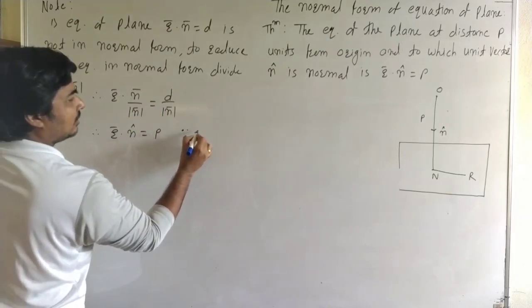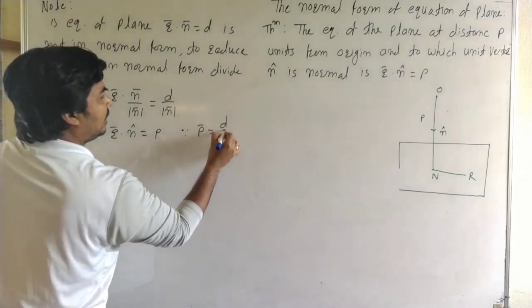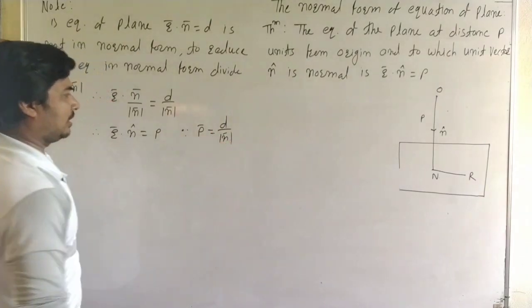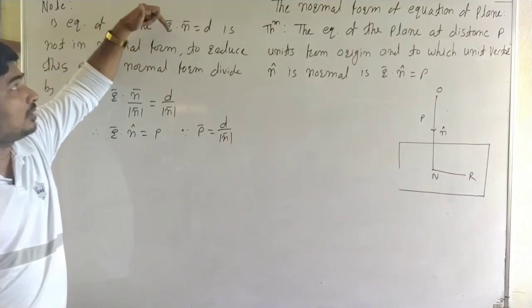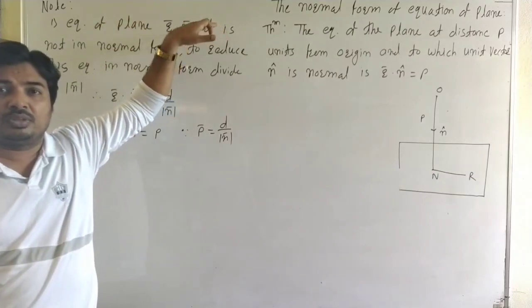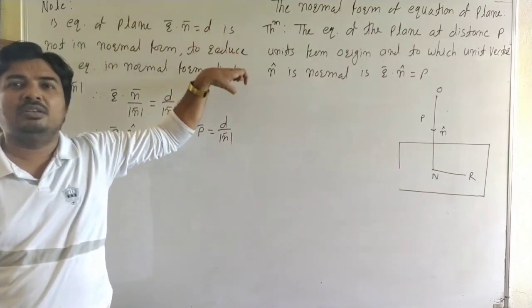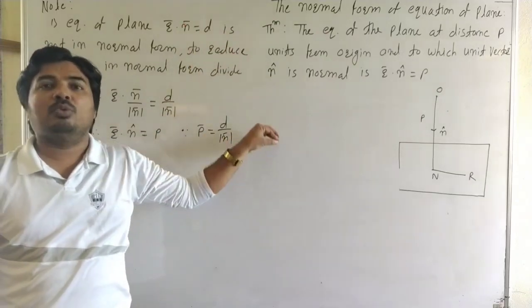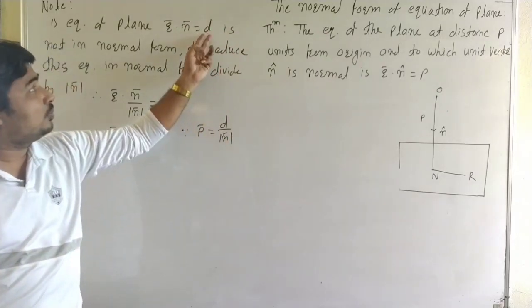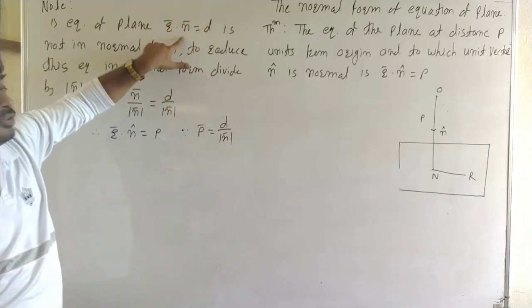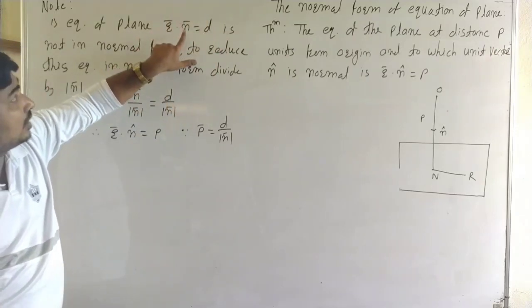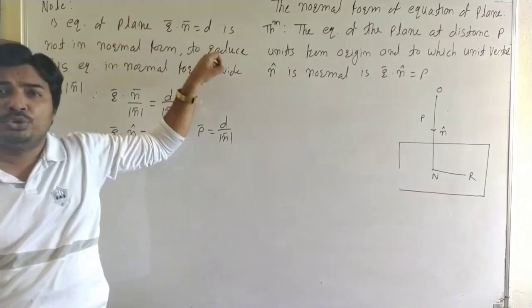Since P is equal to d upon magnitude of N bar, when the given equation is in the form R bar dot N bar is equal to d, and the question asks to find the distance of the plane from the origin, then the distance of the plane from the origin is this scalar, this constant, when the normal is a unit vector.